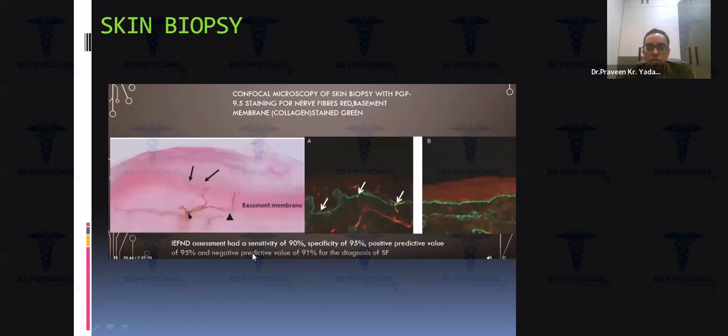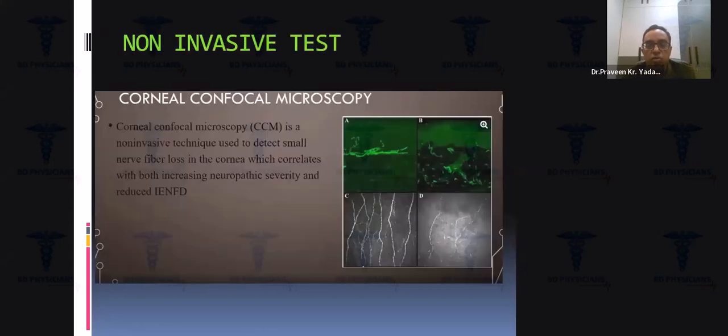So this is the most sensitive and specific test, and we look at the nerve fiber density here, and that will tell us whether there is a small fiber neuropathy or not. But this test may not be available everywhere, and the expertise for the test may not be available everywhere, though it's a very simple test. So in that case, you need other tests.